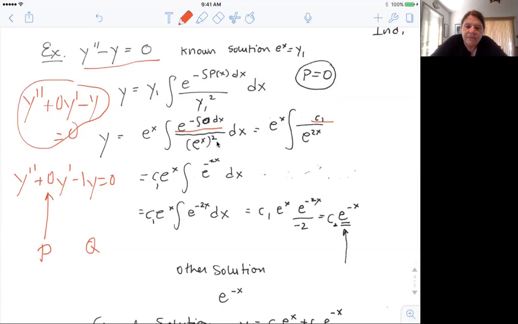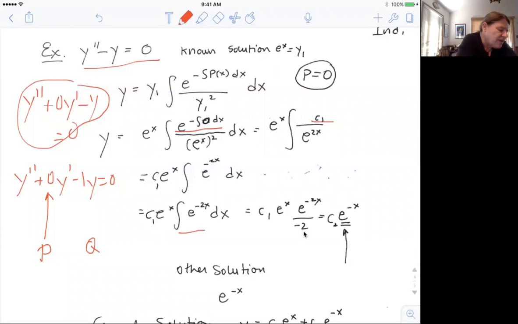Down below, it said take y1, which I knew to be e to the x. Again, that y1 is my known solution, and I squared it. Well, y1 was e to the x. I squared it, I got e to the 2x. At this point, I pulled out the c1. I rewrote this as e to the minus 2x. And when I integrate e to the minus 2x, I get e to the minus 2x over minus 2. Everybody see, I just integrated that thing.